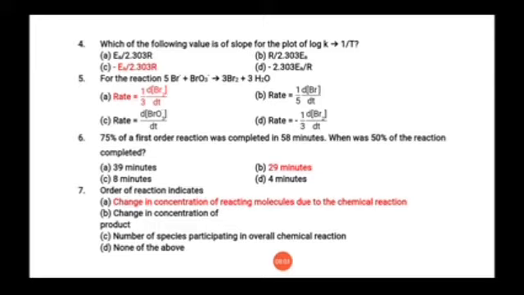Question number 5. For the reaction 5Br minus plus BrO3 minus gives 3Br2 plus 3H2O, here you have to write the rate of this reaction. Four options are given to us. A, rate is equal to 1 upon 3 d[Br2] by dt. Second option, rate is equal to 1 upon 5 d[Br minus] upon dt. Third option C, rate is equal to d[BrO3 minus] upon dt. And fourth option, rate is equal to minus 1 upon 3 d[Br2] by dt.